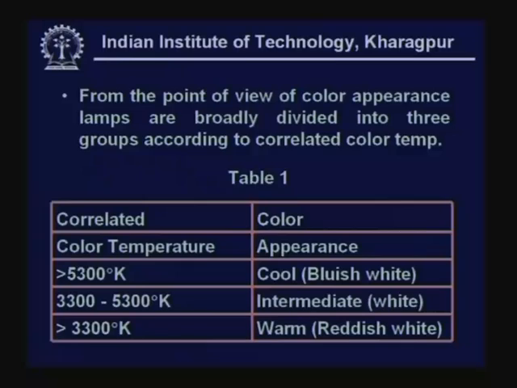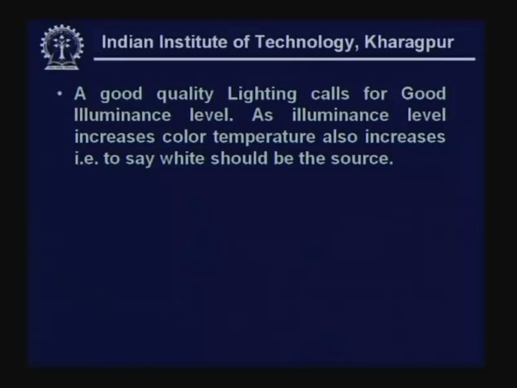Recall, color temperature was what? Color temperature is associated with a particular source radiation; it is the temperature at which a perfect black body, if heated, would radiate similar color radiation. Now, we have already emphasized that any good lighting would require good illuminance levels, and we have also seen that as the illuminance level increases, the color temperature also increases. That is to say, the source should be whiter. This has already been brought to mind.